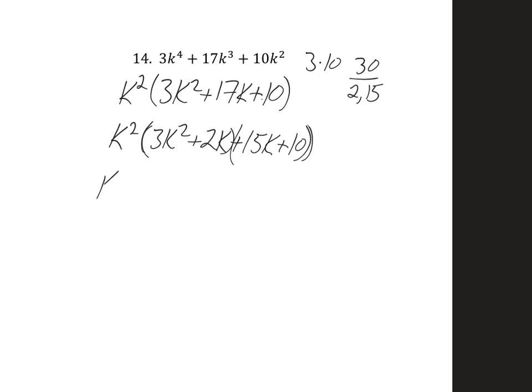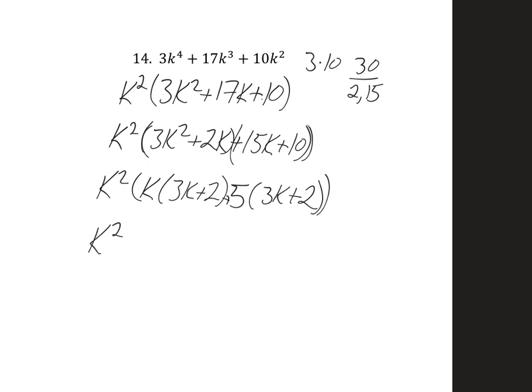So now we have k squared. For the first two, I can pull out a k, but that's really it. So I have 3k plus 2. For the second one, well, I want to make 15 into 3, so I'm going to pull out a 5, so plus 5. So that's 3k plus 2. So my final answer is k squared, k plus 5, 3k plus 2.